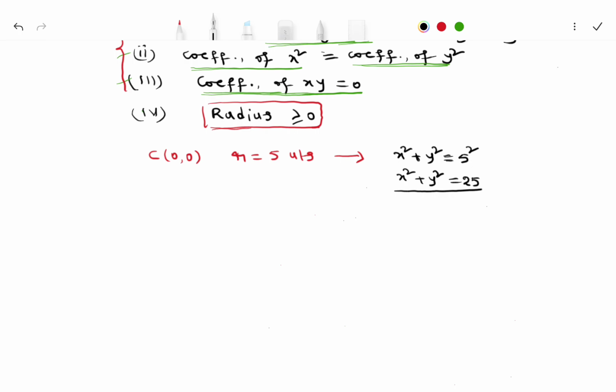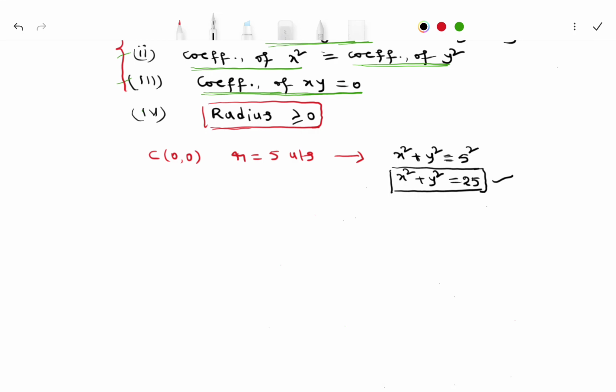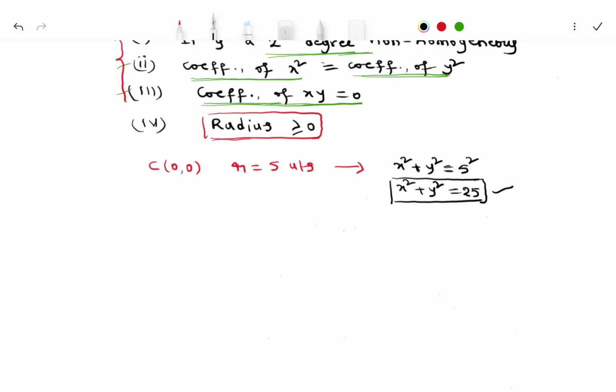This is one more example. Even by observing this example and the above example, these three conditions must be satisfied. So these are the examples of the general equation of the circle. Next we will go to some other main points.